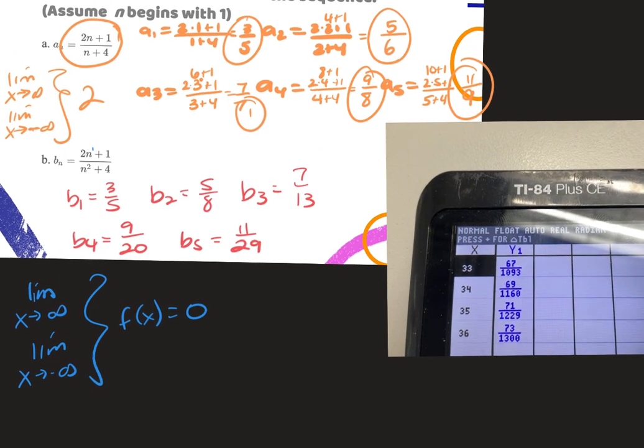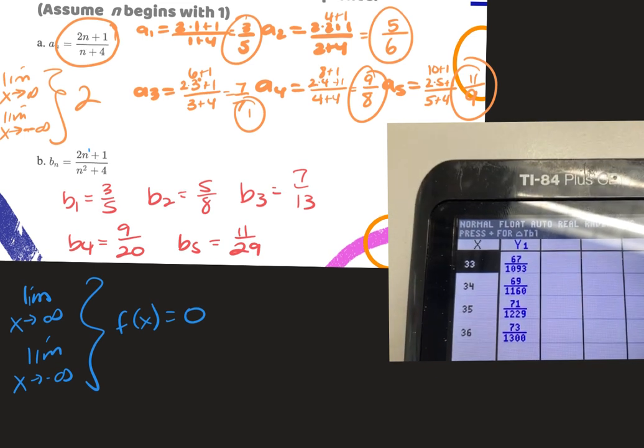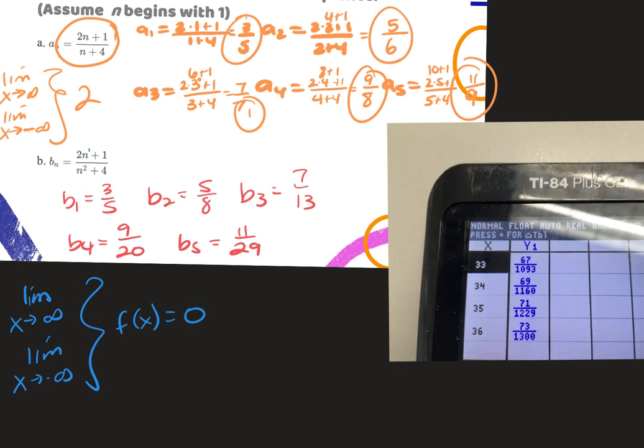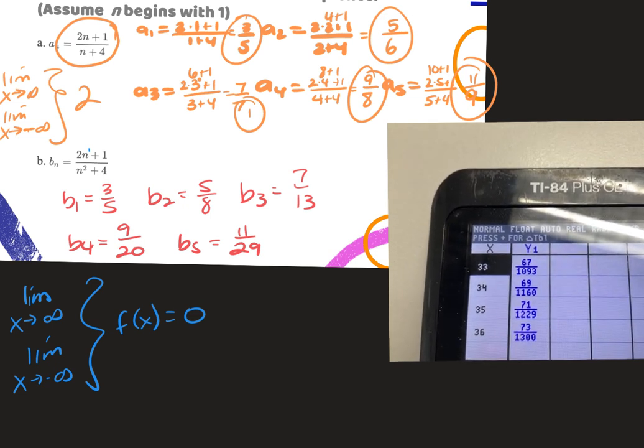Questions on any of that stuff? So if you ever see something like use the table feature on your graphing utility to find the following, that's what you're going to do. If it doesn't say that, then obviously you're plugging in. But we could save some time using that table.